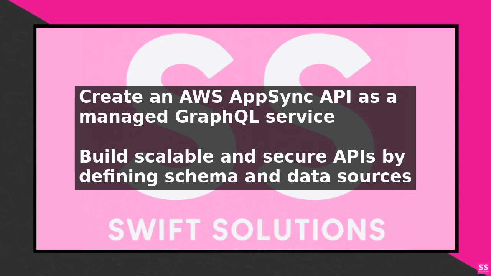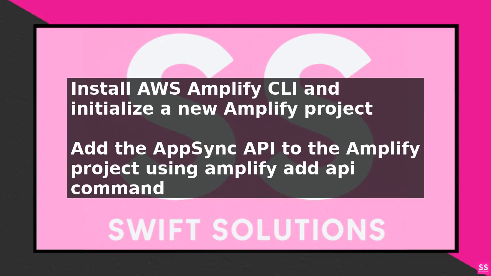Choose the API type as GraphQL and select the schema definition language as SDL. Then define your schema by adding types, queries, mutations, and subscriptions. After defining your schema, you can create data sources such as Amazon DynamoDB tables or AWS Lambda functions to store and manage your data.